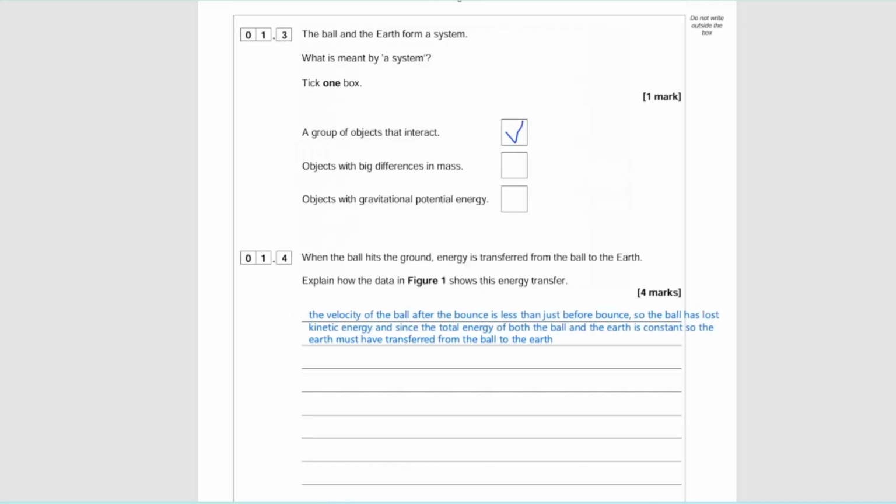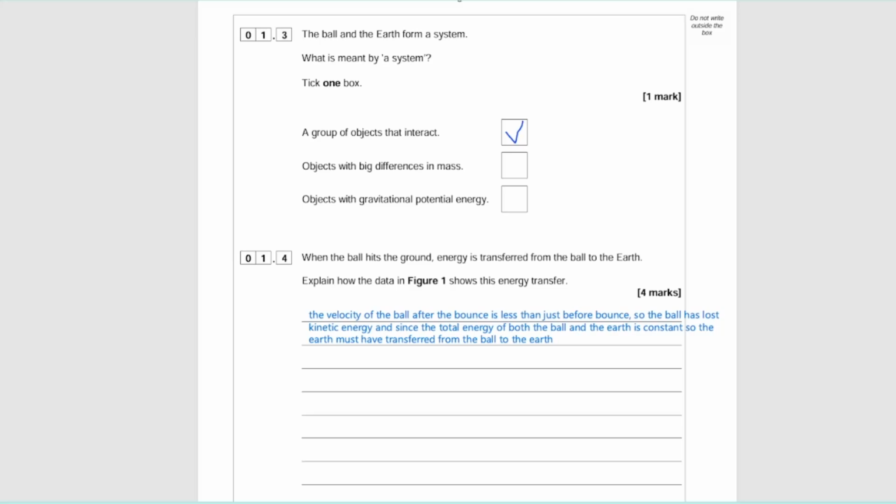Now then, moving on to 1.3, the ball and the Earth form a system. What is meant by a system? And the system is a group of objects that interact. You would have quite often heard of it as a closed system, which means energy cannot leave or enter the system. Now, moving on to question 1.4.